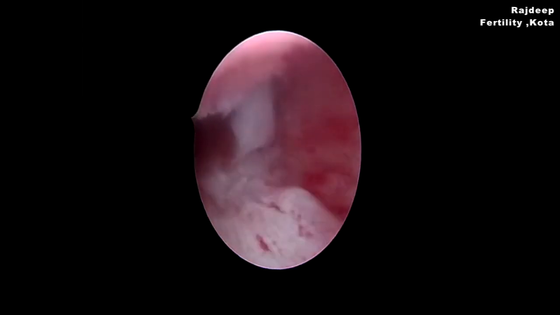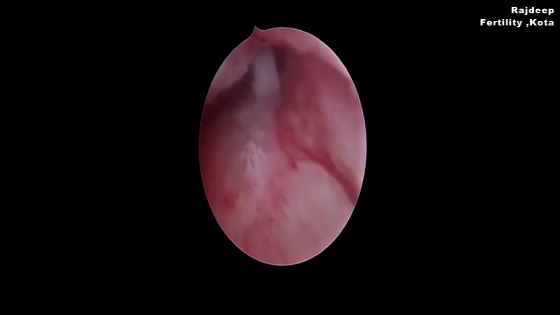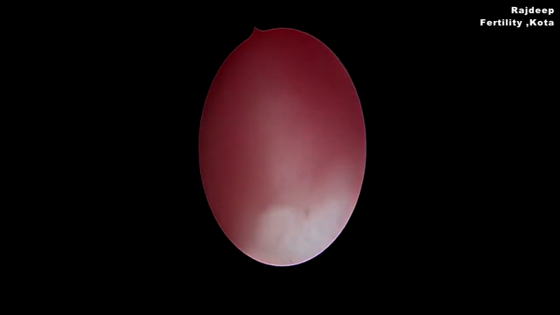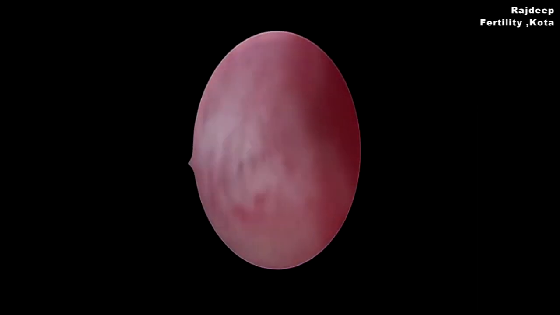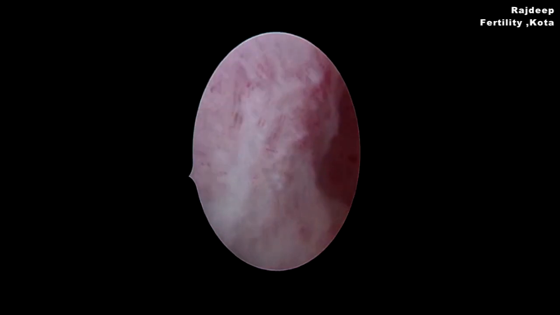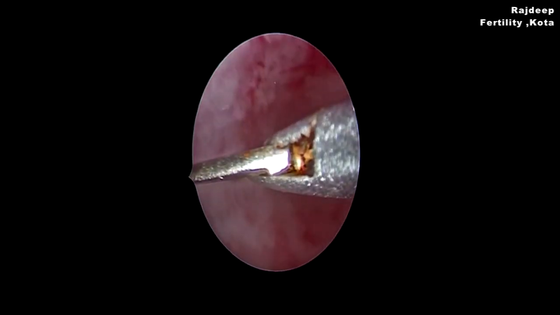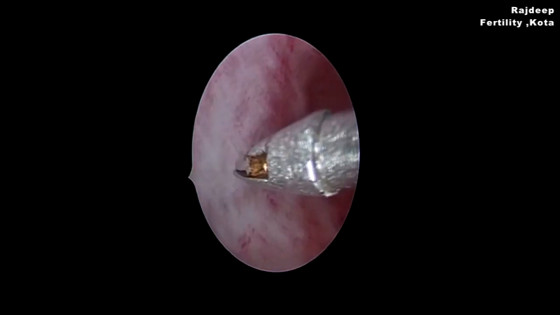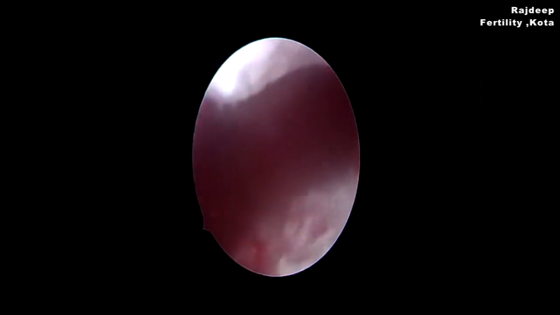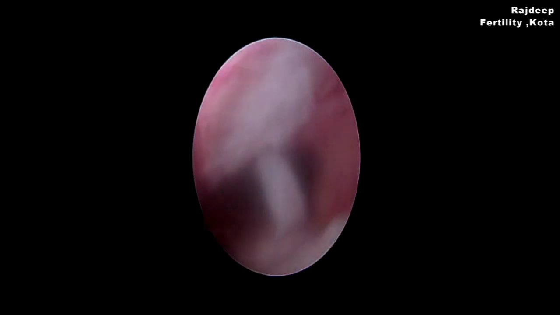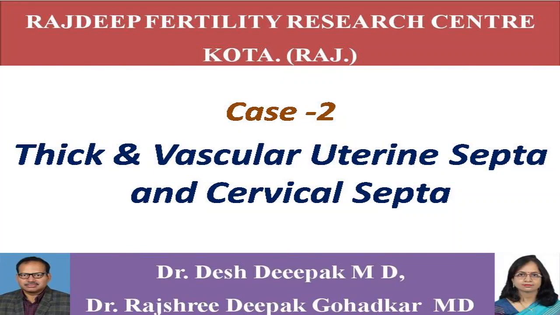As in this case, there are a few fibers of the septa seen at the fundus, which are not cut properly. So we again introduce the scissors to cut these few fibers for the completion of the septal resection. Usually, the cold scissors are used in cases of infertility to preserve the endometrium properly.